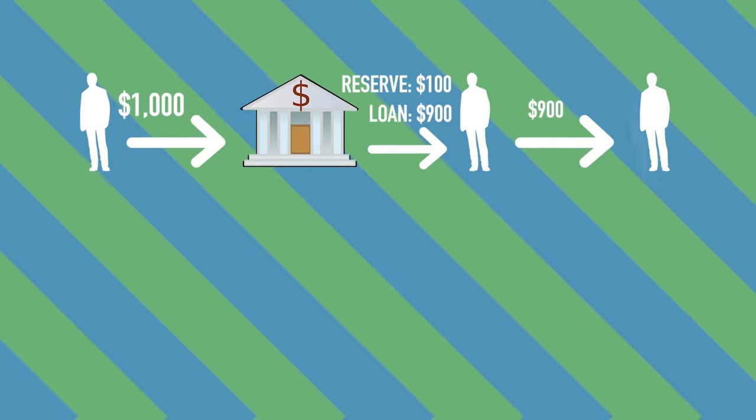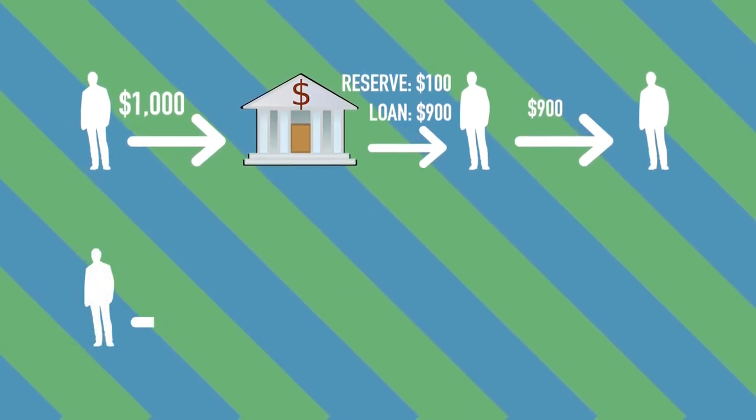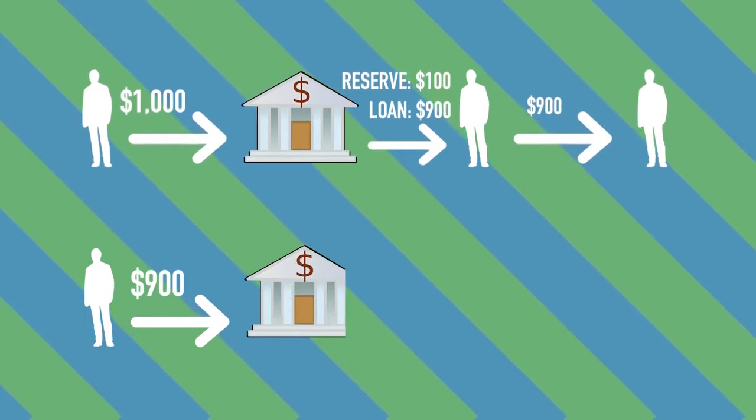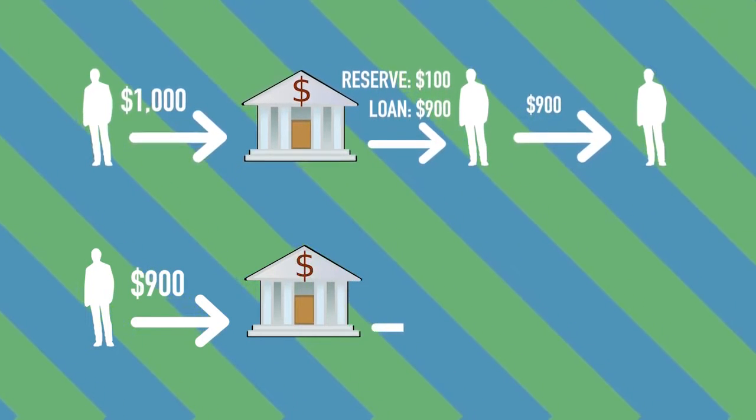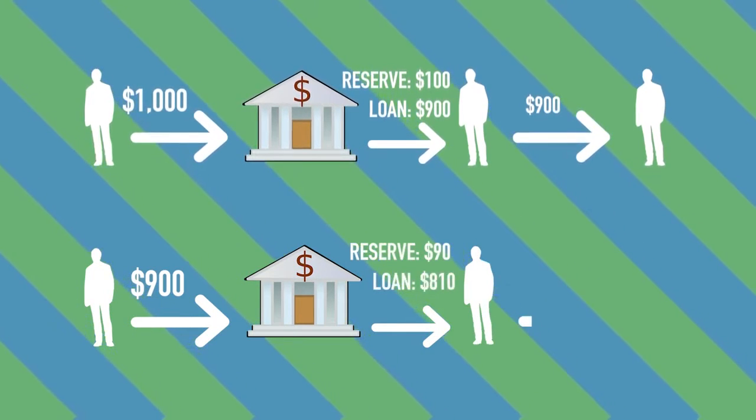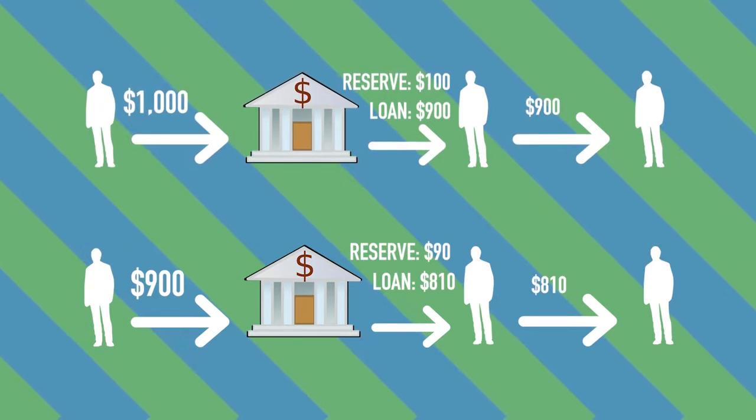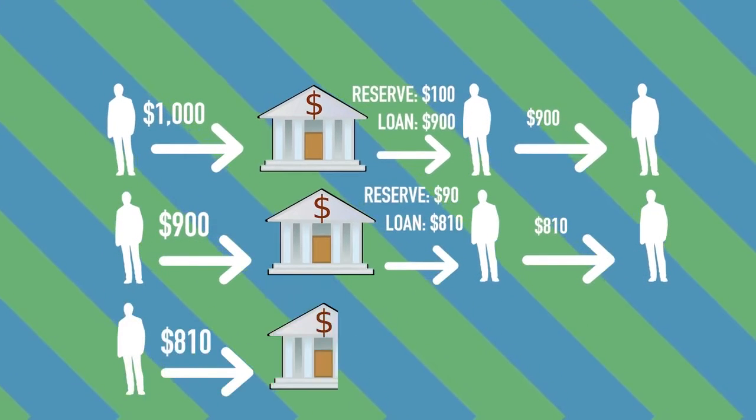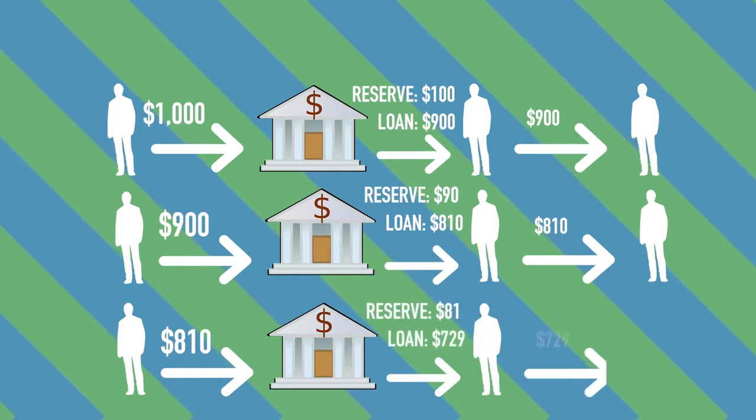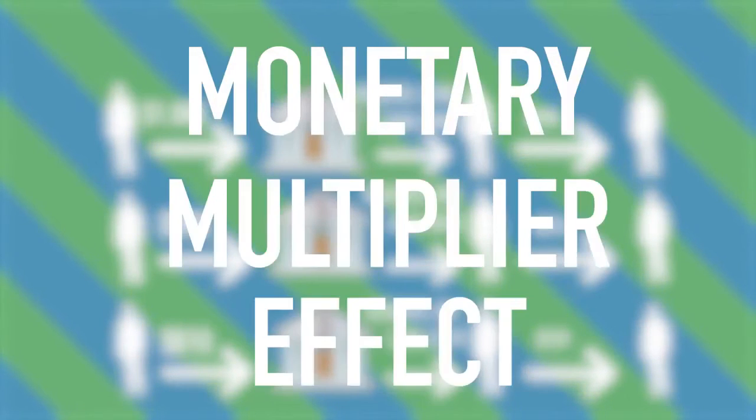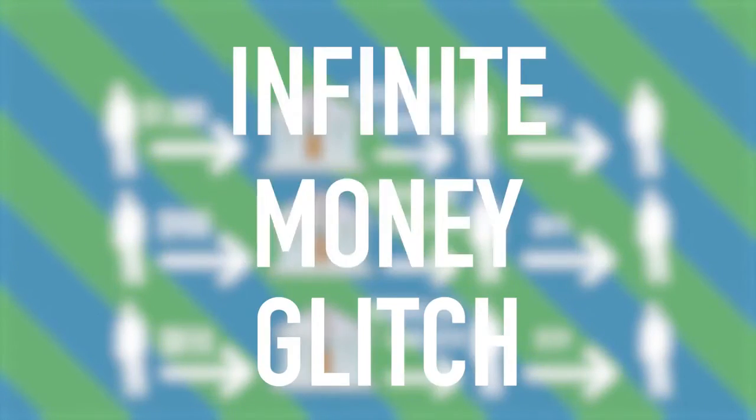The person that was paid the $900 then goes to deposit the $900 in the bank again, starting the process all over. The bank would keep 10%, or $90, and then loan out the remaining $810. Then the person with the $810 loan would pay someone else, who then deposits that money in the bank, and the bank then keeps another 10%, loans out the rest, and the cycle continues. This cycle of monetary multiplication is called the monetary multiplier effect, or the infinite money glitch.